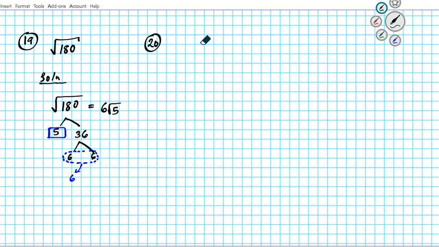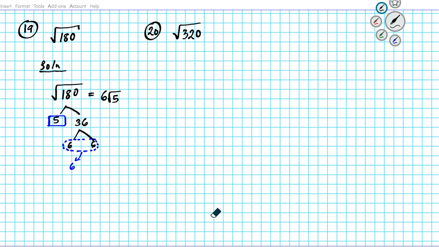For question 20, let's say we were to find the square root of 320. All right, let's modify that. We already did 320. Let's do, how about make it 300? Okay, so let's find the square root of 300. All right, so let's go ahead and do that. So finding the square root of 300.